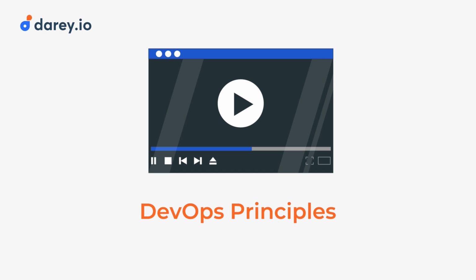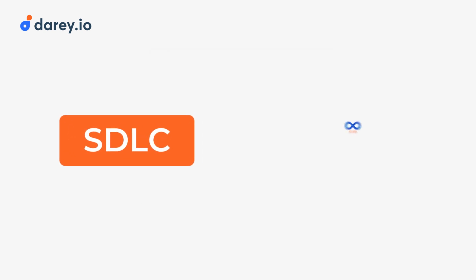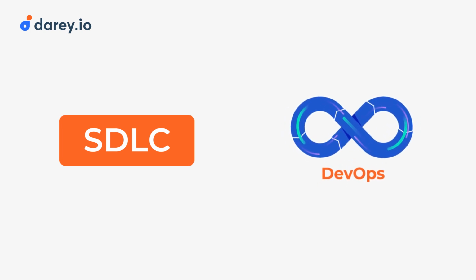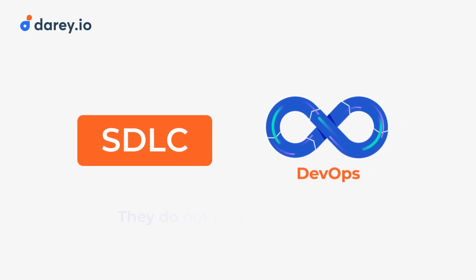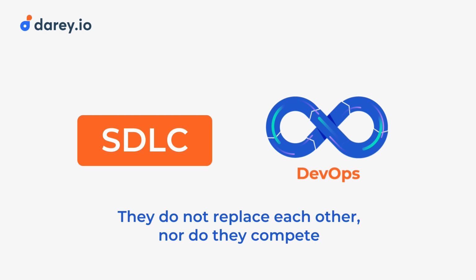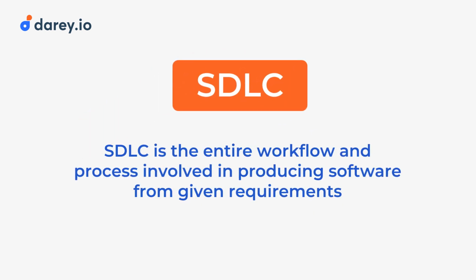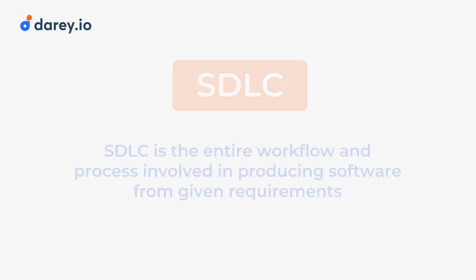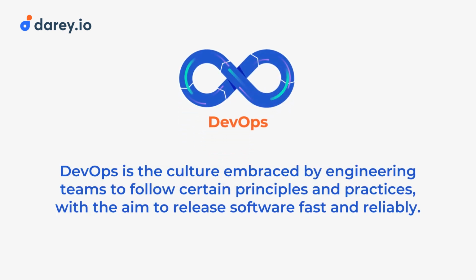Before we delve into those principles, let's spend a bit of time to understand the differences between SDLC and DevOps. SDLC and DevOps are different concepts. They do not replace each other, nor do they compete. In fact, they complement each other perfectly. While SDLC is the entire workflow and process involved in producing software from given requirements, DevOps is the culture embraced by engineering teams to follow certain principles and practices with the aim to release software fast and reliably.